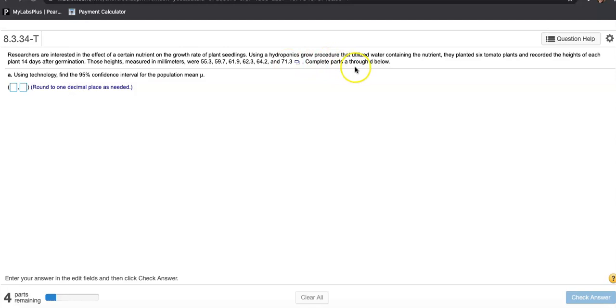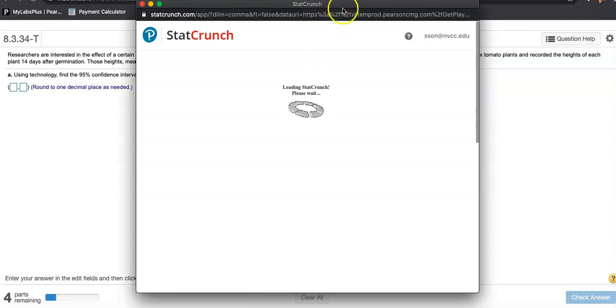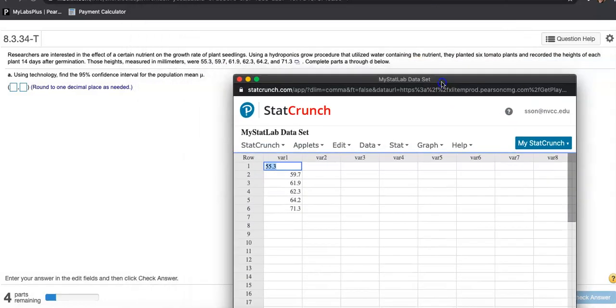They want you to complete part A through D below, okay? And notice there's a little button that I can click on. What's that? Oh, okay. So this will take our data straight to StatCrunch. So I'll go ahead and open that right now. Awesome.